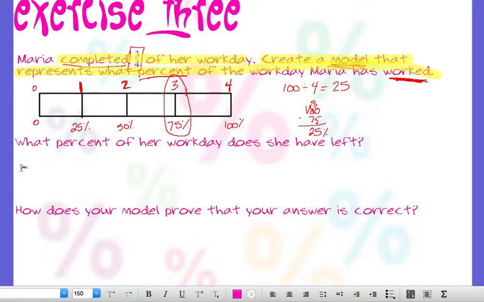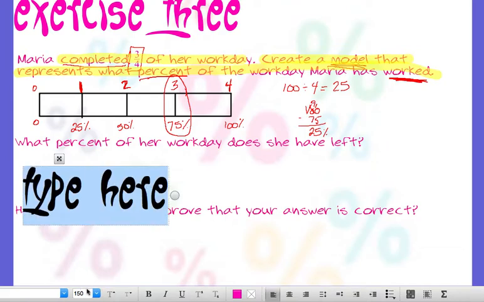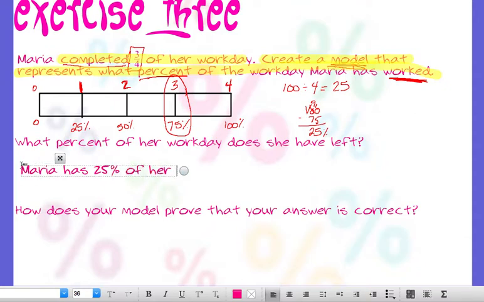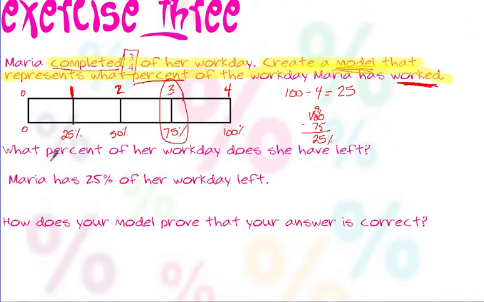Okay, so as my answer, because it wants to know how much does she have left, I would say Maria has 25% of her work day left. And again, I wrote it as a percent because it says, what percent of her workday does she have left? Now, there weren't any important numbers in here because we found all of our numbers up on top.